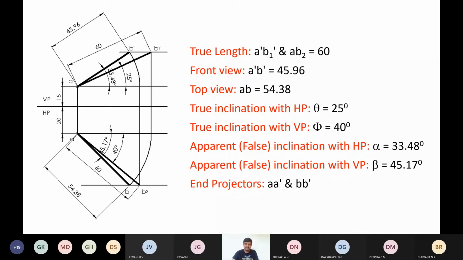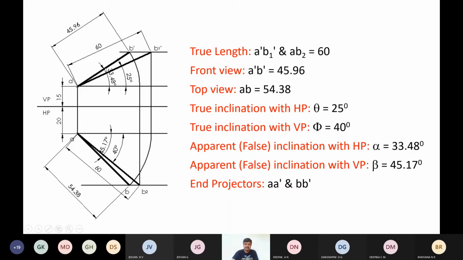So here it is inclined to both the planes. In this case, we are going to get the true length by rotating the top and front views. This A dash B1 dash is one true length line. Then A B2, this is A and this is B2, is another true length line. Next, the front view is denoted by A dash B dash, and the top view is denoted by small letter a and small letter b.